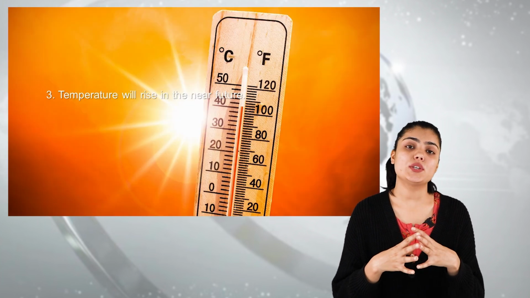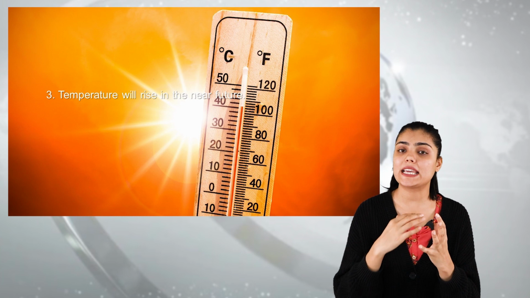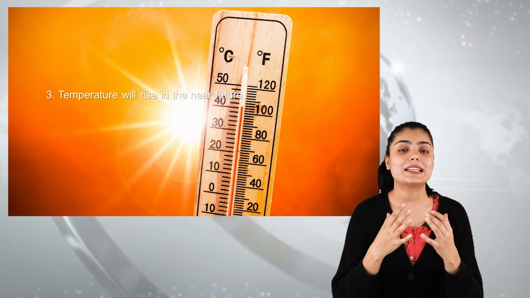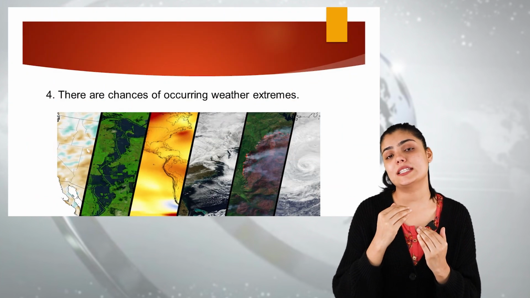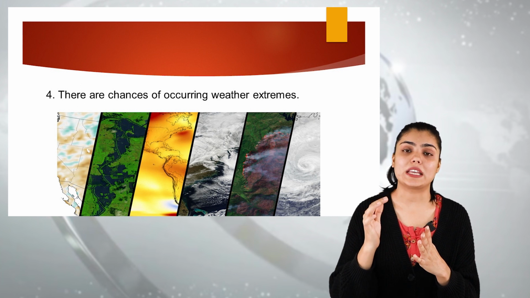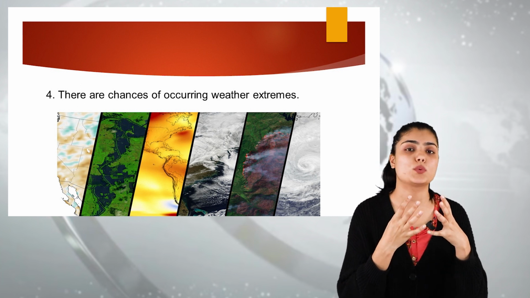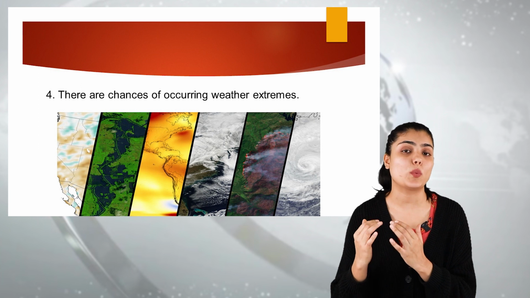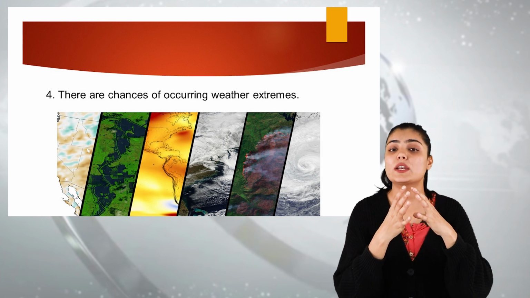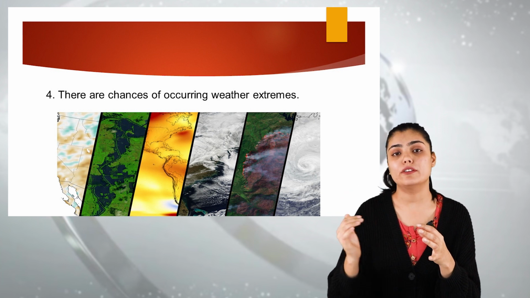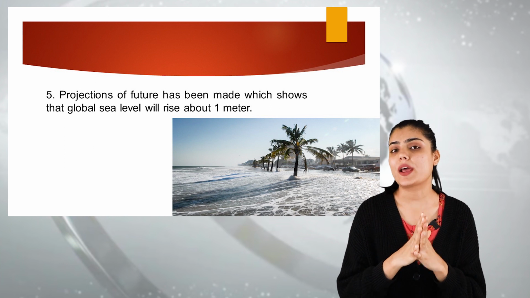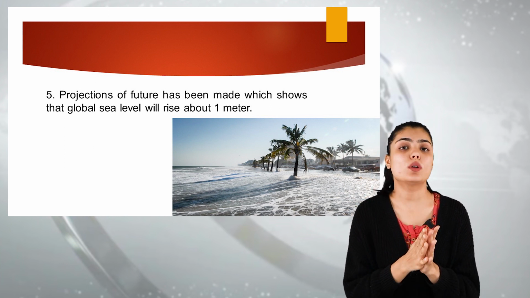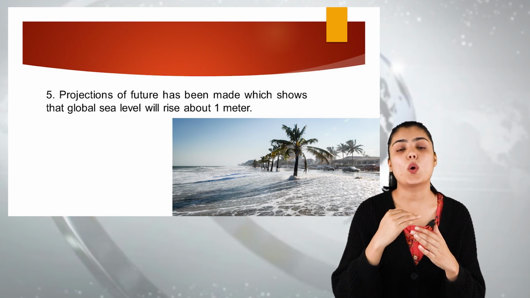The third climatic change is the change in the temperature. It is seen that the temperature has been rising every year, and it is related to various illnesses or diseases seen in the human population. The fourth climatic change is that there are chances of weather extremes. That means it will be very, very hot during the summer days and very cold during the winter days in the near future. So the weather can go to extreme conditions in the near future. The fifth climatic change is that there have been certain projections about the rise in the global sea level. So it is also said that the global sea level will rise.